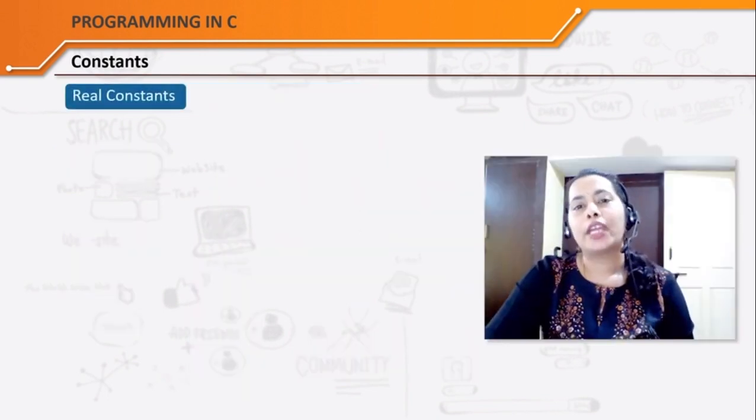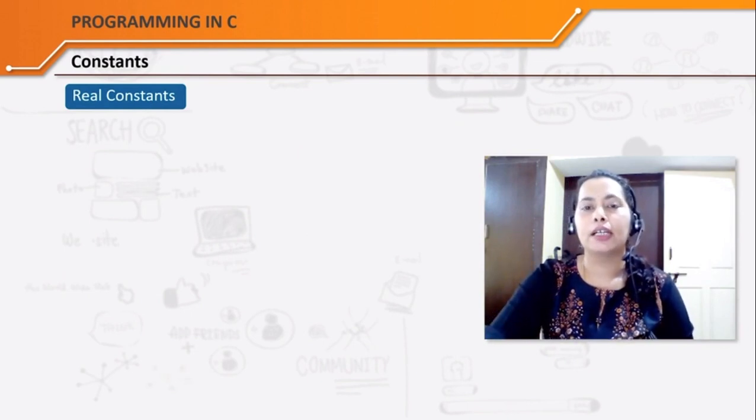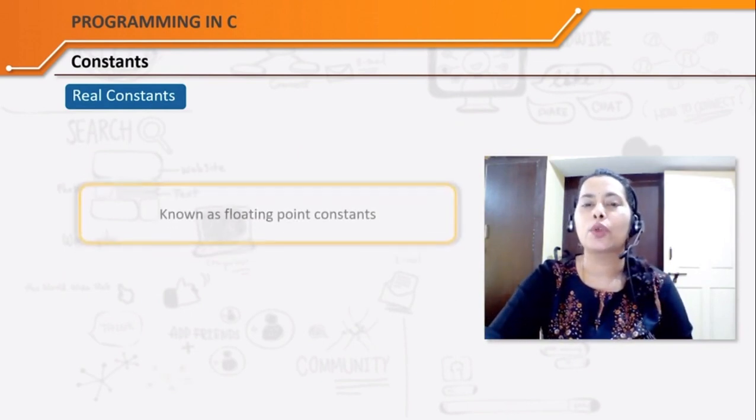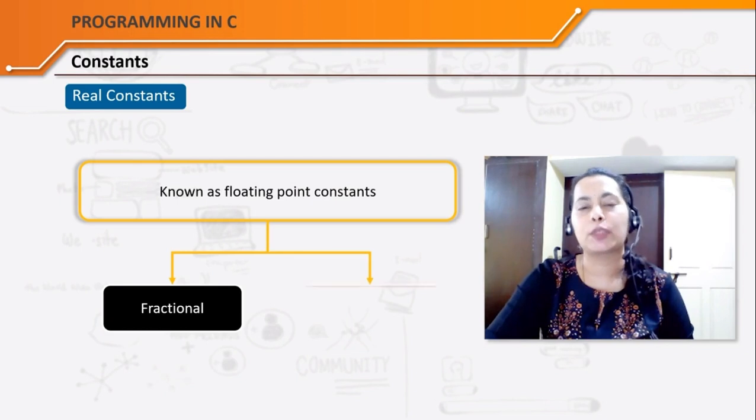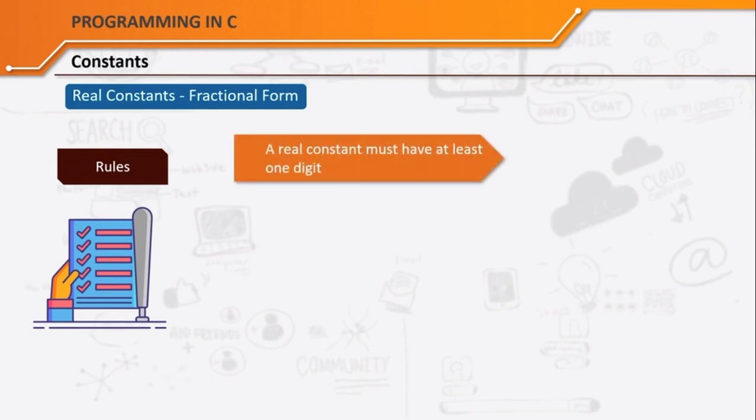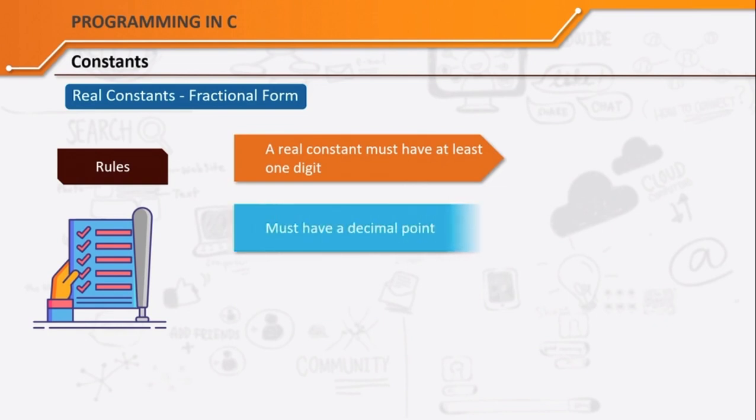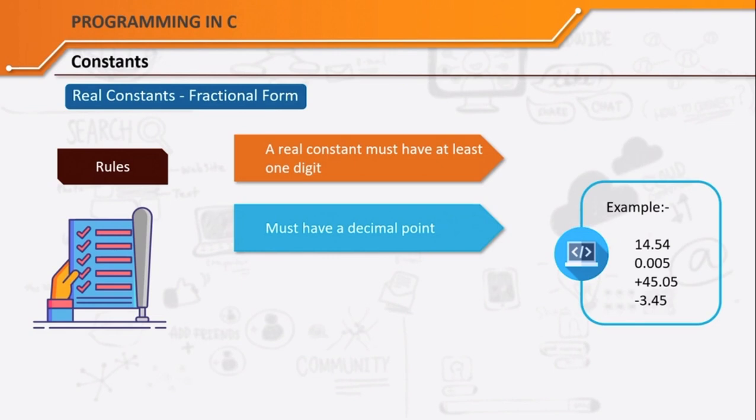The next variation of numeric constants is real constants, which are otherwise called floating point constants, which come in two forms. One is the fractional form, the other is the exponential form. The rules observed while forming a fractional real constant are that it must have at least one digit and it must have a decimal point. If you observe in the example, all the numbers that are represented here have a decimal point.